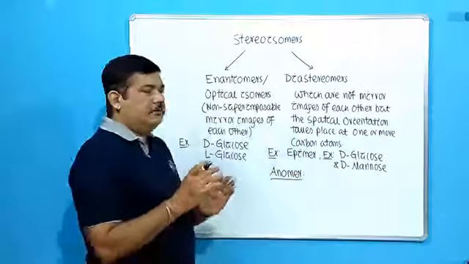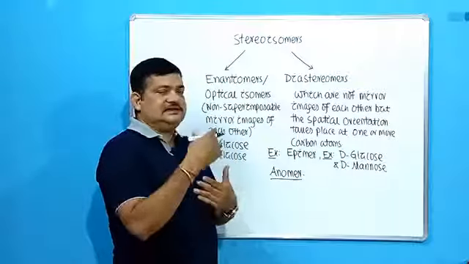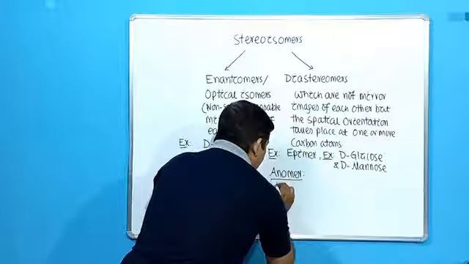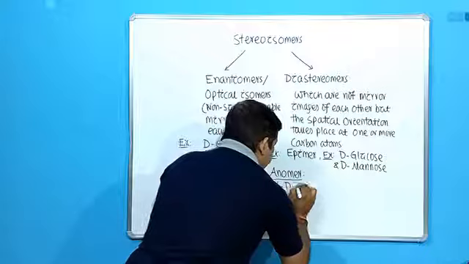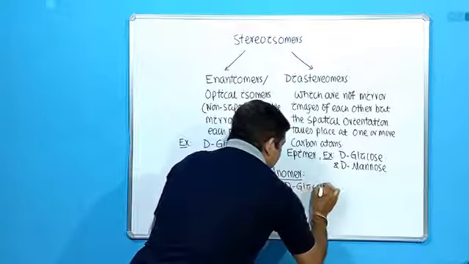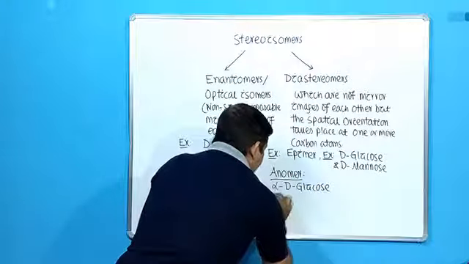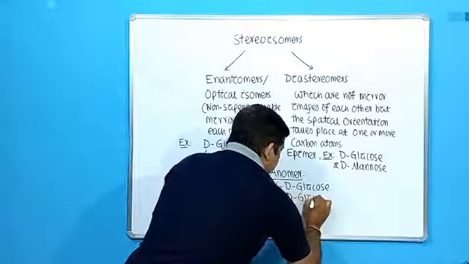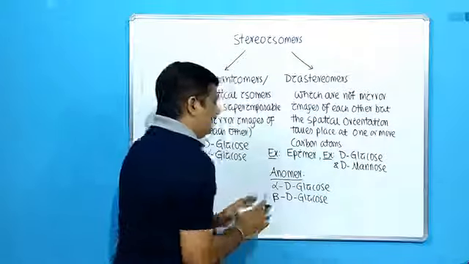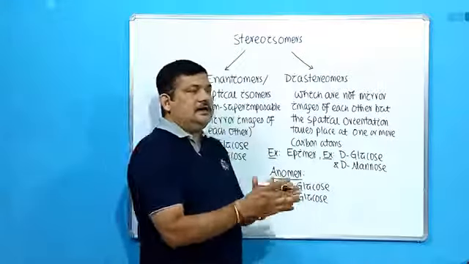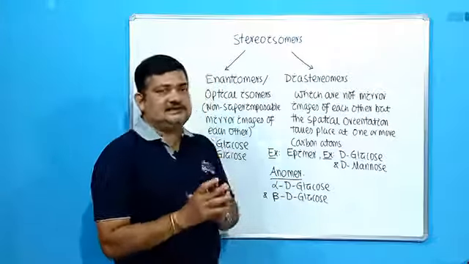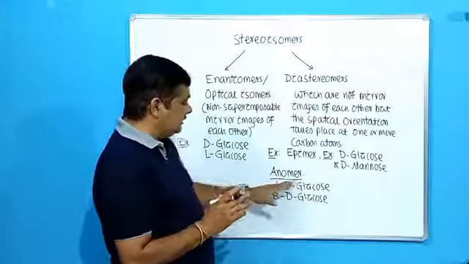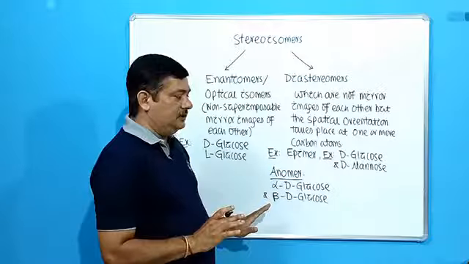Anomer is also an epimer, but here the configuration changes at the carbon containing the hemiacetal group. For example, alpha D glucose and beta D glucose are called anomers, because the orientation of the hydroxyl group changes only at the first carbon atom, that is the C1 carbon atom. So it is known as an anomer. So an anomer is also an epimer.